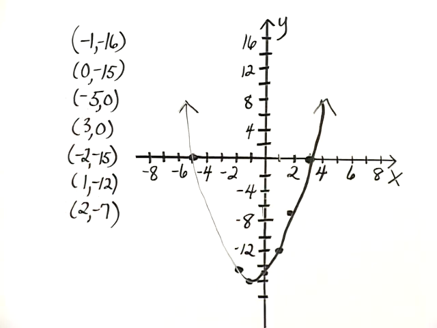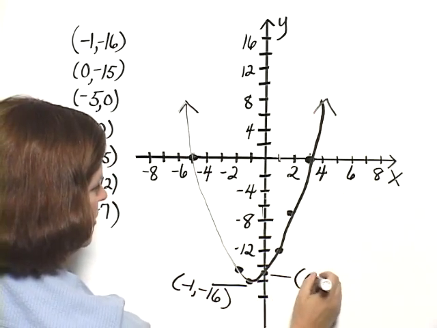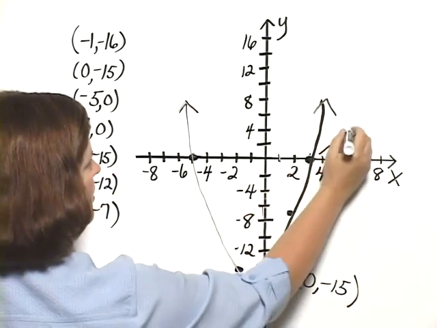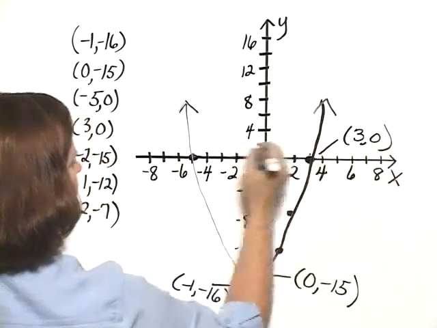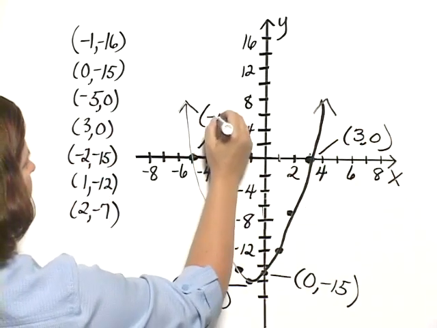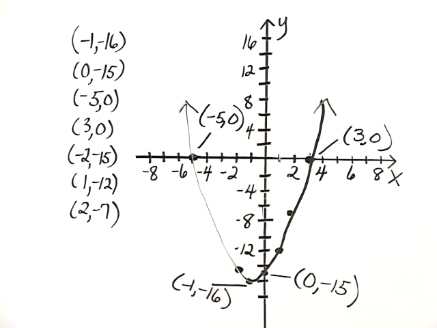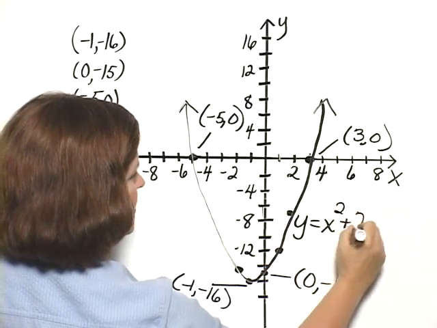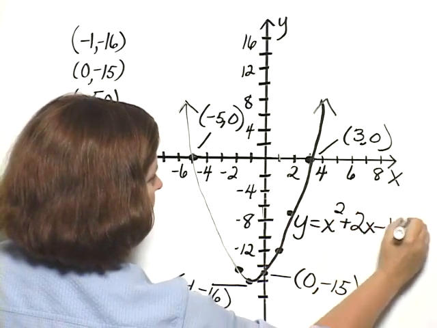Now we're asked to label the vertex, so we'll start by labeling the vertex. That was negative 1, negative 16. The y-intercept was 0, negative 15. And the x-intercepts were 3, 0, and negative 5, 0. The very last thing we want to do before we're finished graphing the equation is to actually label the equation itself. y equals x squared plus 2x minus 15.